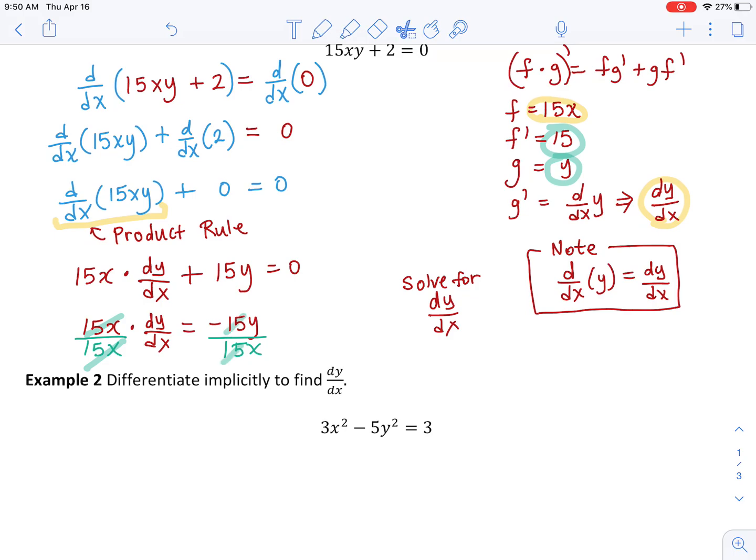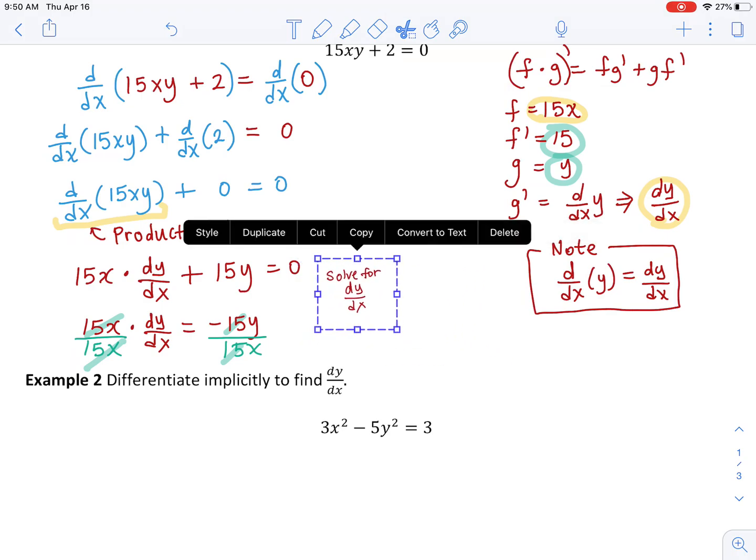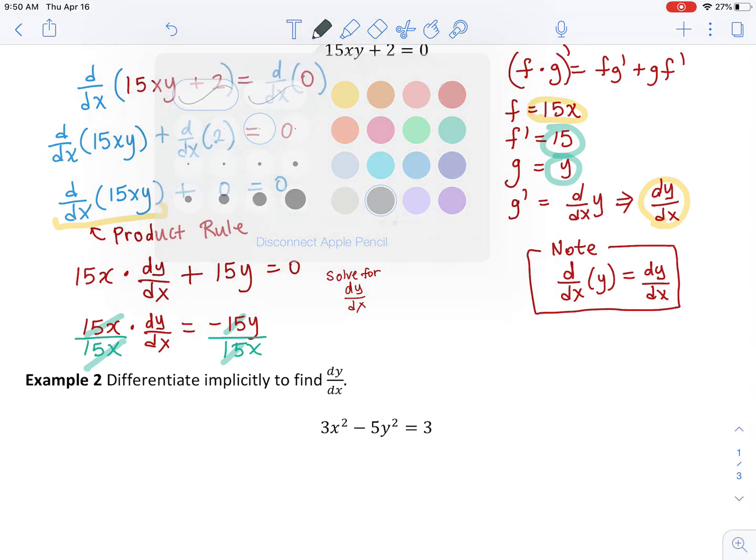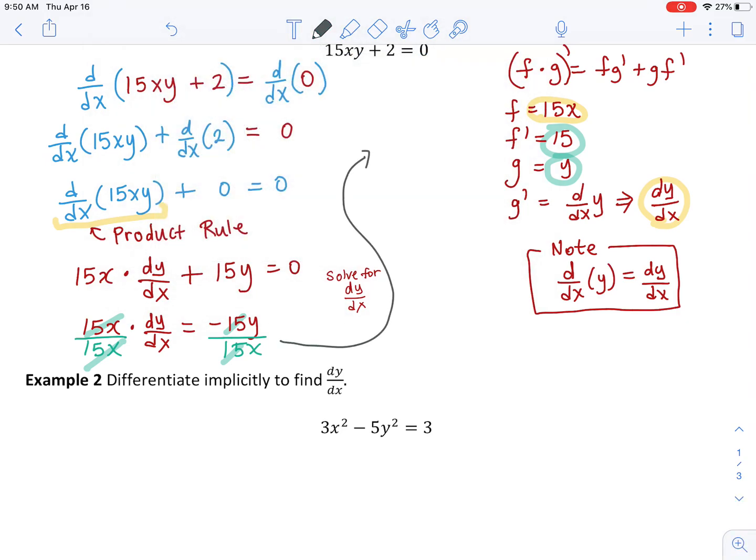Then this 15x cancels out. And you know what? This 15 also cancels out too. So we found the final answer. The final answer is going to be, let me just go ahead and stick this somewhere else, and pull this over here. dy/dx equals negative y over x, right? dy/dx is negative y over x. And that's where we can stop.